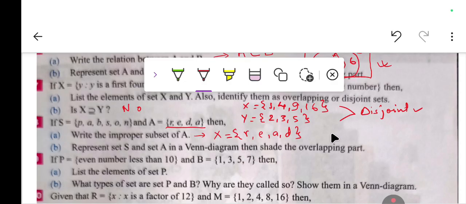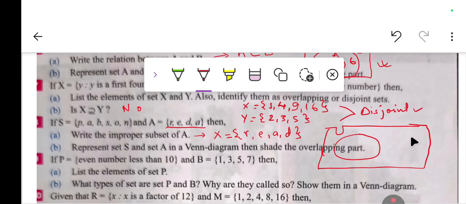Now, represent set S and set A in a Venn diagram and then shade the overlapping part. So let us represent it in a Venn diagram. Let it be set S and let it be set A. First let us find what are the common elements. A is common in both. That will be written in between.